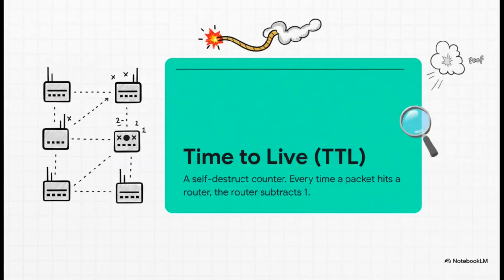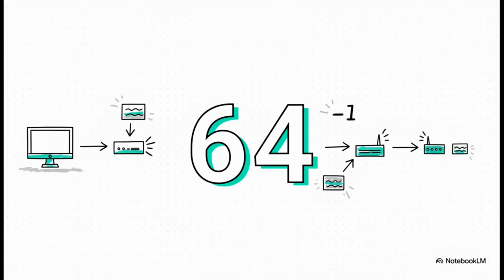And that field is called Time to Live, or TTL. But here's the twist, and this is super important. It has nothing to do with time. Not seconds, not minutes. Think of it as a hop counter. It's a self-destruct sequence that ticks down every time it passes through a router. So a packet usually rolls off the assembly line with a TTL of, say, 64. As soon as it leaves your computer, the countdown is on.